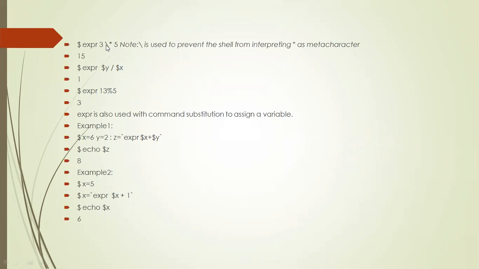Sorry, I want to multiply this. 3 star 5. What is 3 star 5? That is 15. But right? Star has a special meaning. It is a meta character. It has a special meaning.